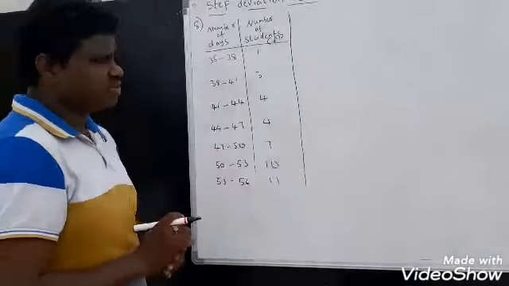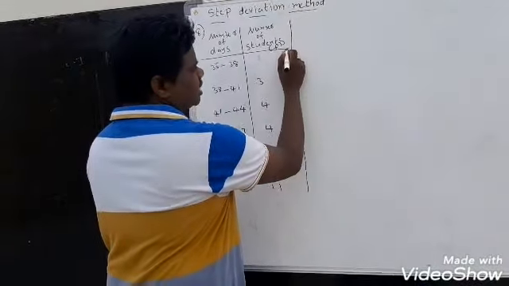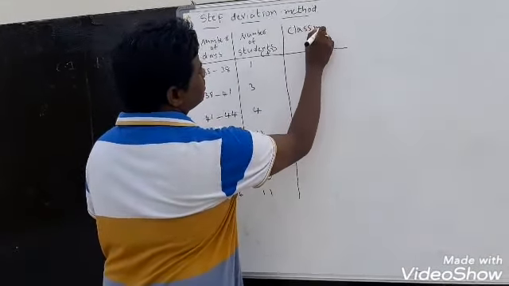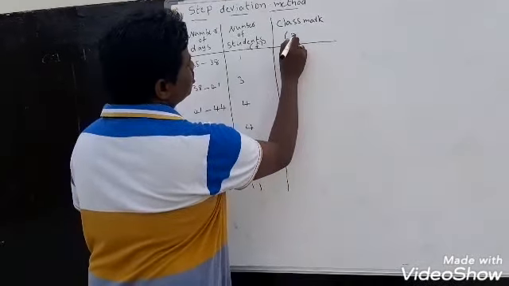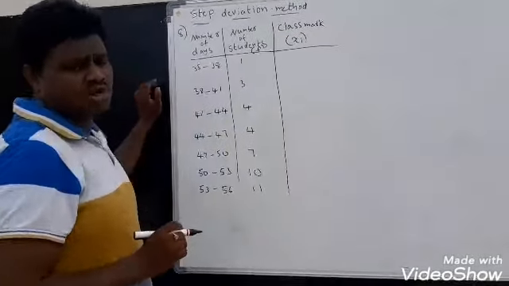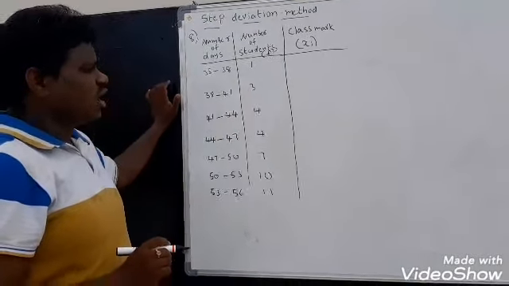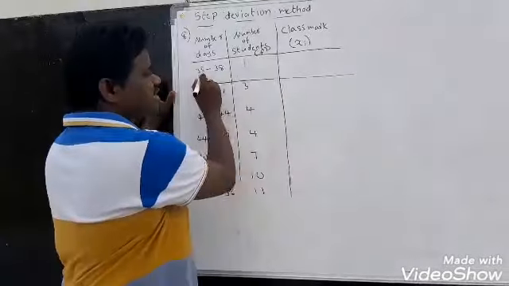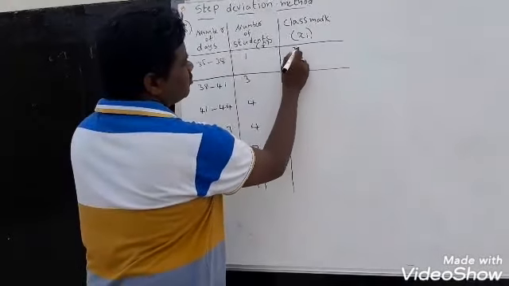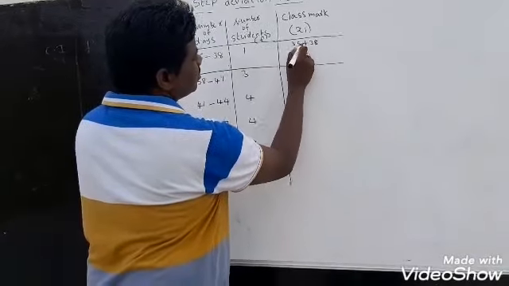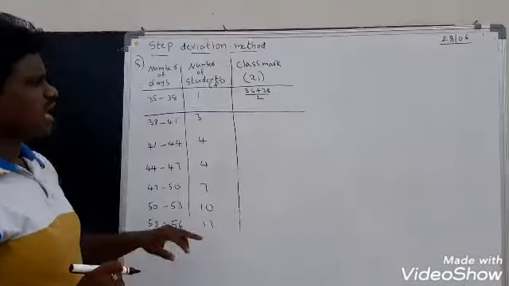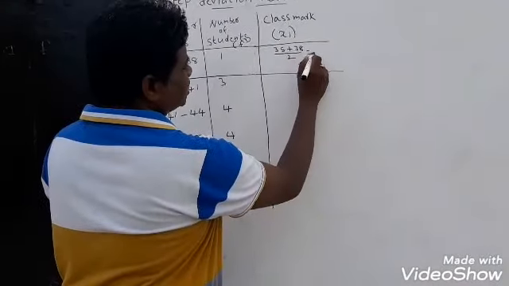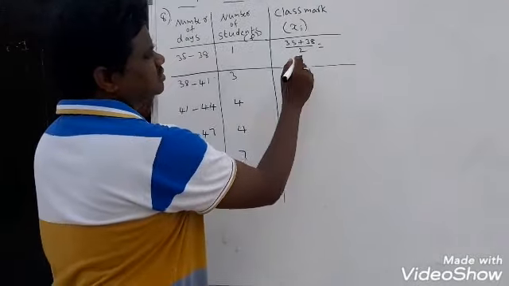If you want to apply the step deviation method or find the mean, first you have to know how to find the class mark. Class mark is simply xi, also known as the mid value. Already I told you how to get the class mark. For the first class, for example, 35 plus 38 by 2. You have to add these. 35 plus 38 by 2, how much is it if you add?